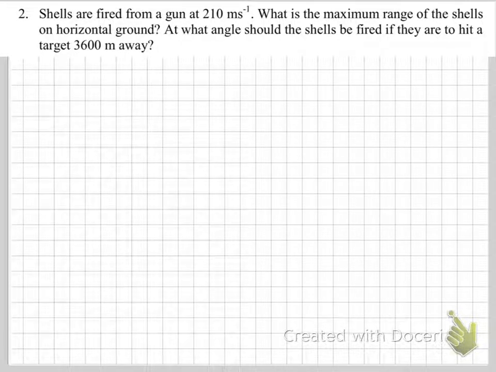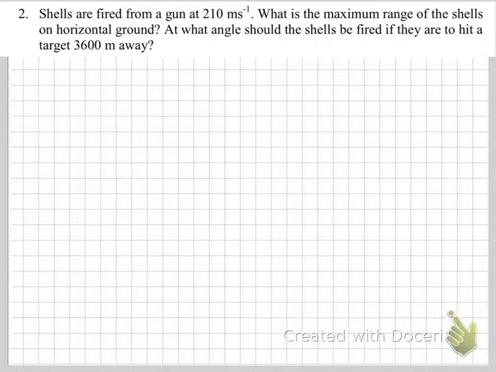Question 2. Here we have a question asking us first to find the range for a projectile with a certain initial speed, or maximum range rather, and then we're told if it has to hit a certain point on the ground, what are the possible angle or angles it can be fired at. So firstly, you need to acknowledge that maximum range means 45 degrees.